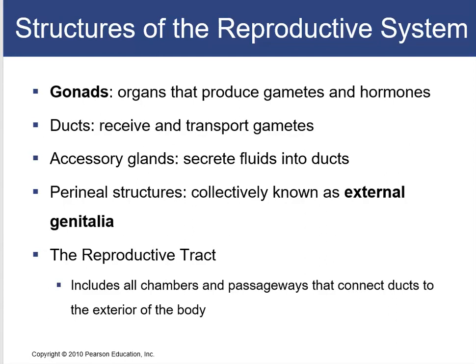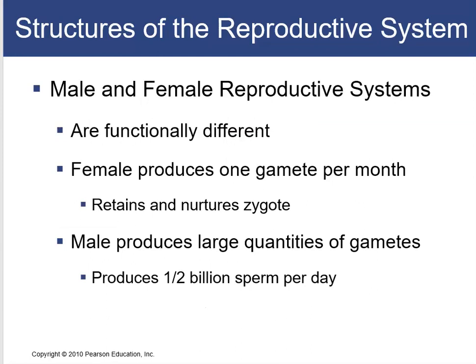Peritoneal structures collectively are known as the external genitalia. And the reproductive tract includes all of the chambers and passageways that connect ducts to the exterior of the body. Beginning with a brief comparison of the male and the female.